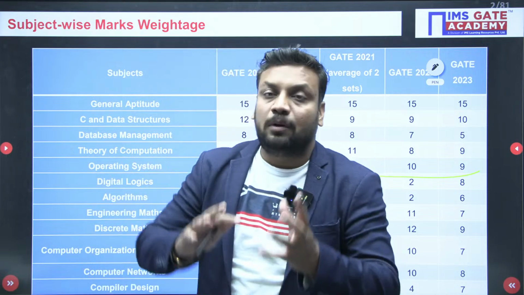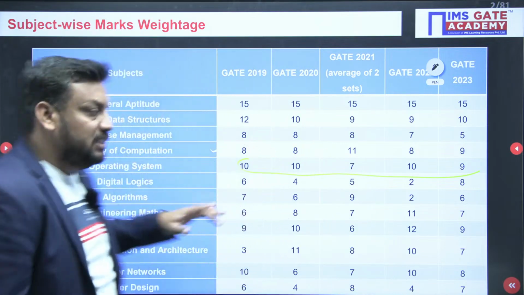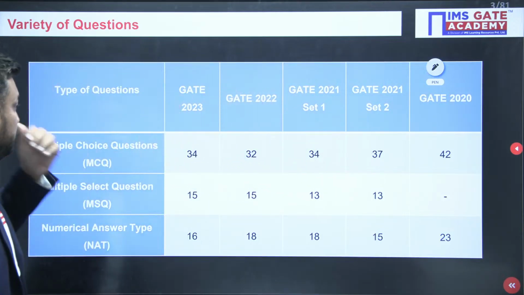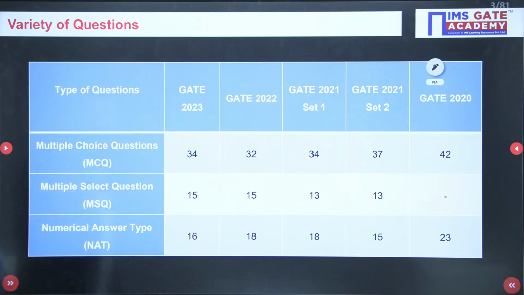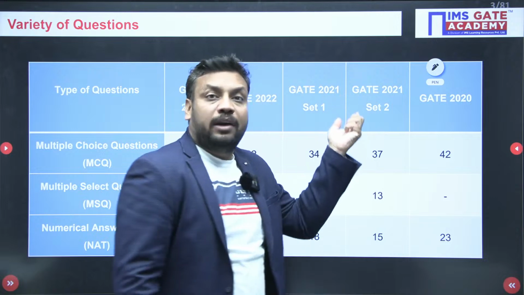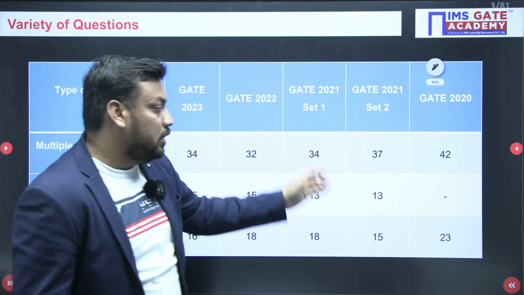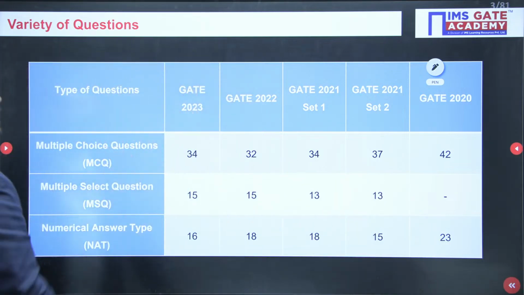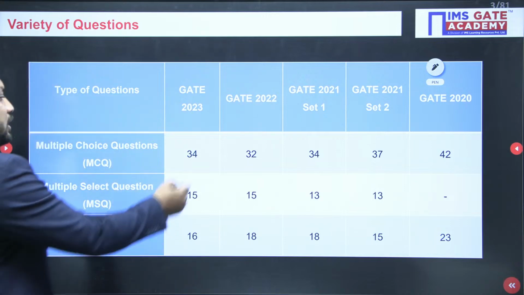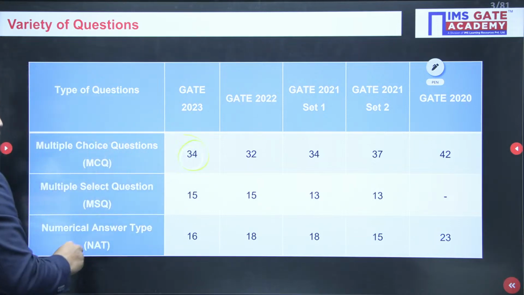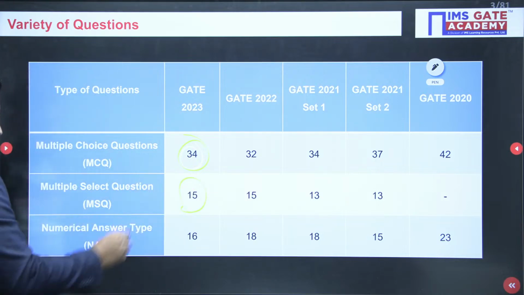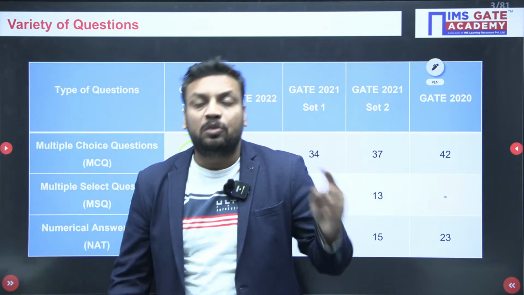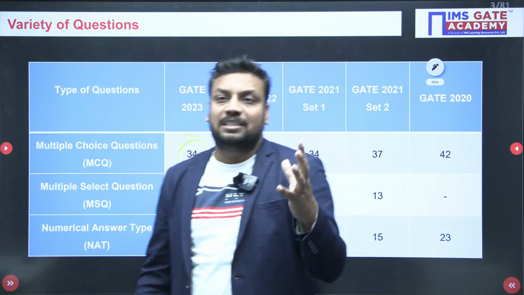Now students, we will discuss the pattern of questions that has been asked in the last 3 or 4 years. We have the data from GATE 20, 21, 22, 23, so the last 4 years of data. As you know, in GATE 21 the MSQ question was introduced. Before that there were only MCQ and NAT. If we focus on last year's data, GATE 23, we have 34 MCQ, 15 MSQ (multiple select questions) and 16 NAT. And we have also seen today in the forenoon session, 20 MSQ were asked, my dear students, 20 MSQ.